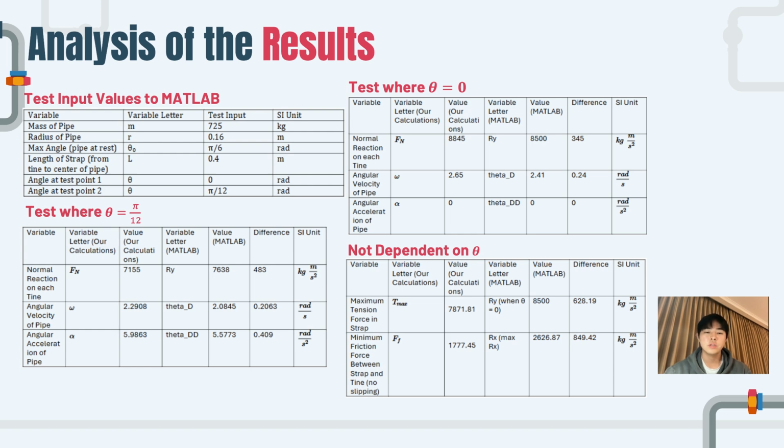Finally, we checked two values that don't depend on theta, tension in the strap and minimal friction. The biggest gap was in friction force, likely because MATLAB includes dynamic effects and real contact models, whereas our hand calculation used ideal assumptions. Overall, the results are consistent and confirm the reliability of our model.